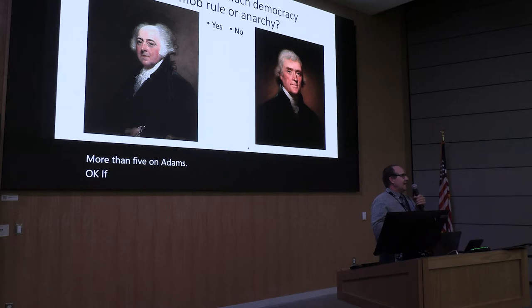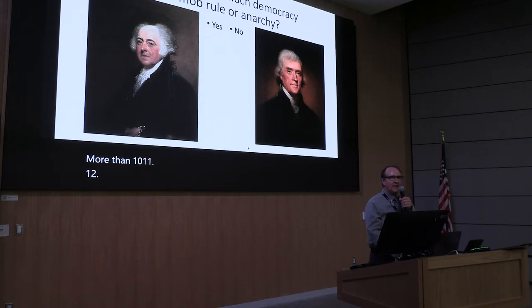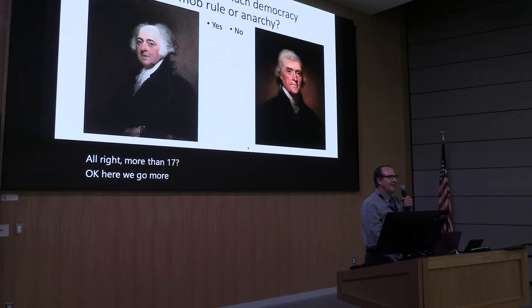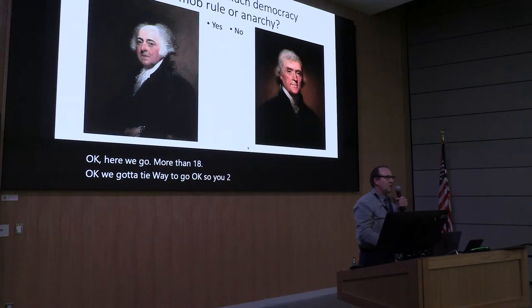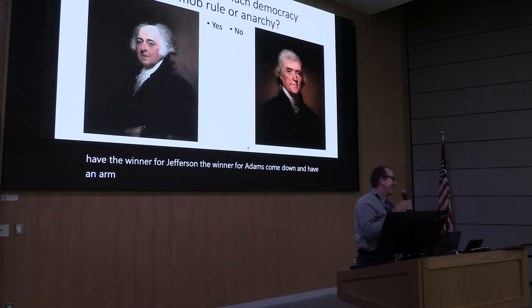Okay, if you had more than six, stay up, otherwise sit down. More than seven? More than eight? More than nine? More than 10? 11? 12? 13? More than 14? More than 15? More than 16? All right, more than 17. Okay, here we go. More than 18. Okay, we got a tie. Way to go. So you two, I think probably what we'll do is have the winner for Jefferson and the winner for Adams come down and have an arm wrestle. No, not really. All right, good.